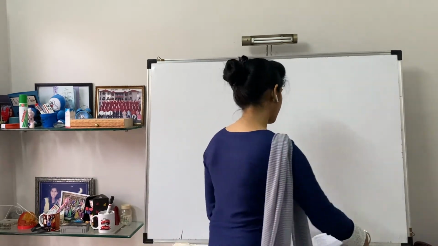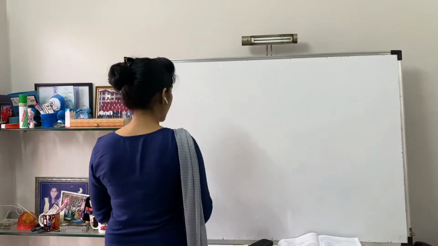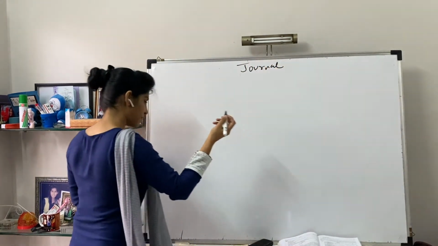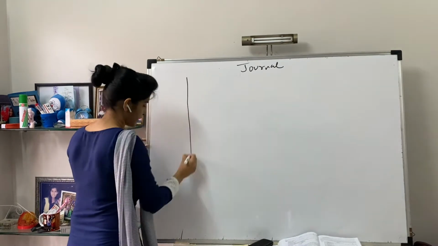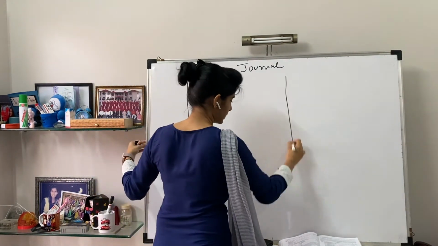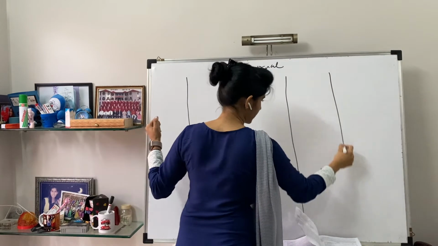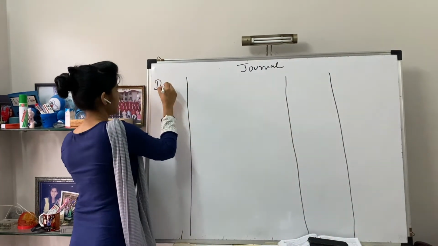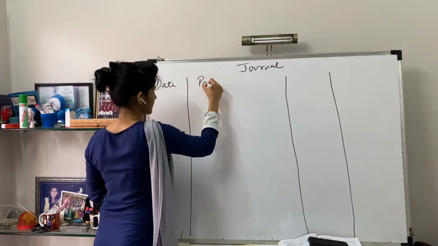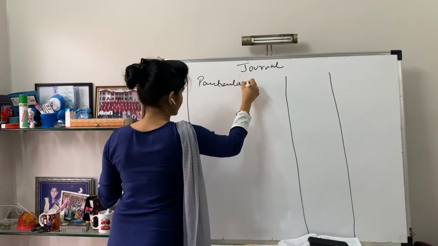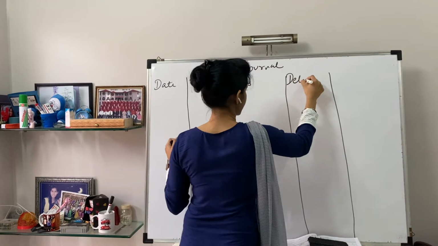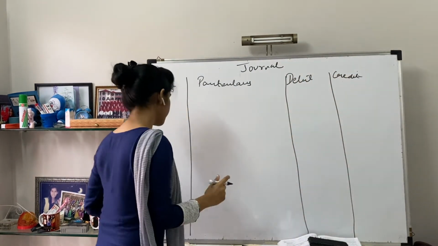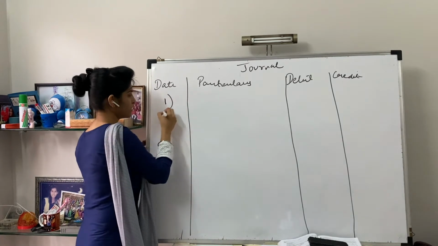So we'll start with our journal entries. Our format will be journal entries: date, particulars, debit, credit. Starting with the very first thing, shares are issued to the promoters.